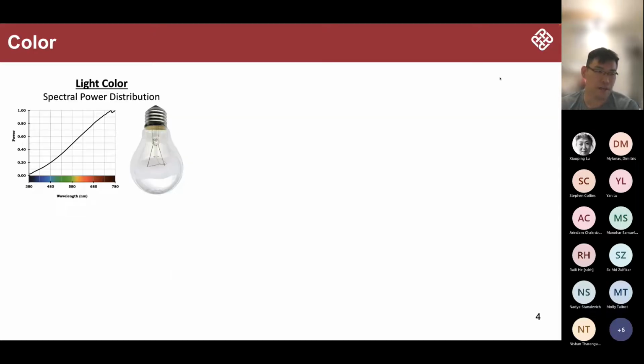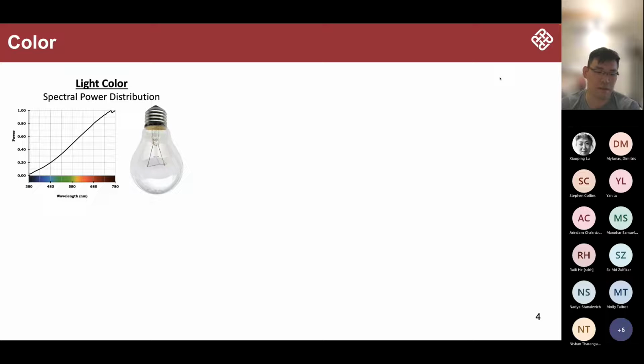Okay, so I'll start my talk from pretty fundamental things. When we talk about color, most of the time we actually talk about light color, which means the color appearance of the illumination. We all know the fundamental physics: light is a type of radiation, so we use a two-dimensional plot, the spectral power distribution, to describe that.